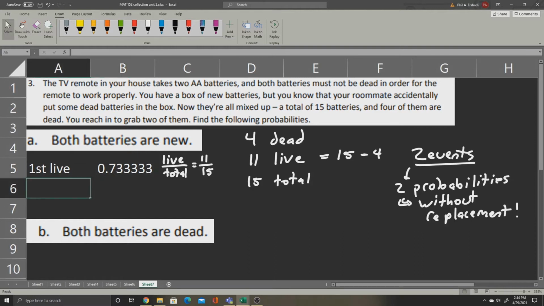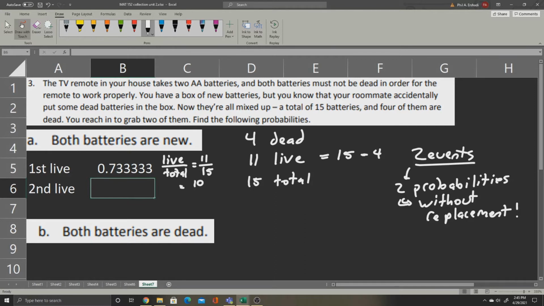So to find the probability of getting the second live battery, we now have only 10 live batteries left in the pile because we used to have 11 and we've already taken one out. Also, we used to have 15 total batteries, but we've taken one out. This gives us 10 over 14. So our probability equals 10 divided by 14.